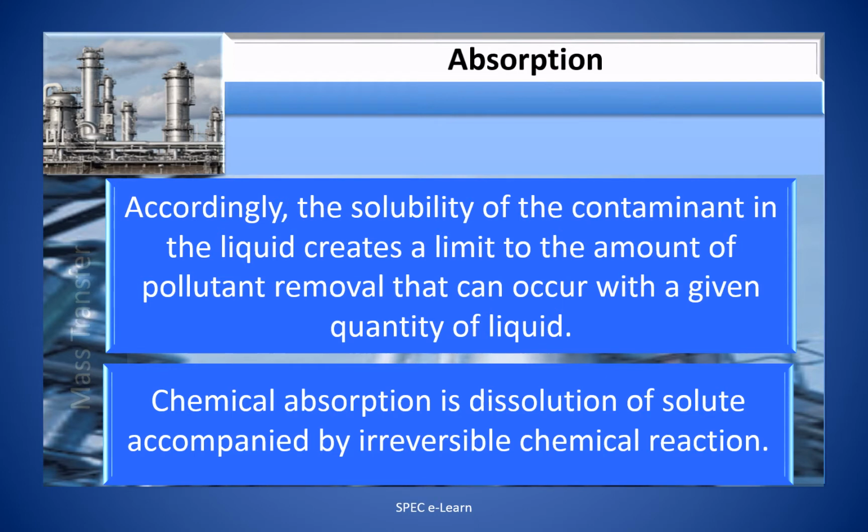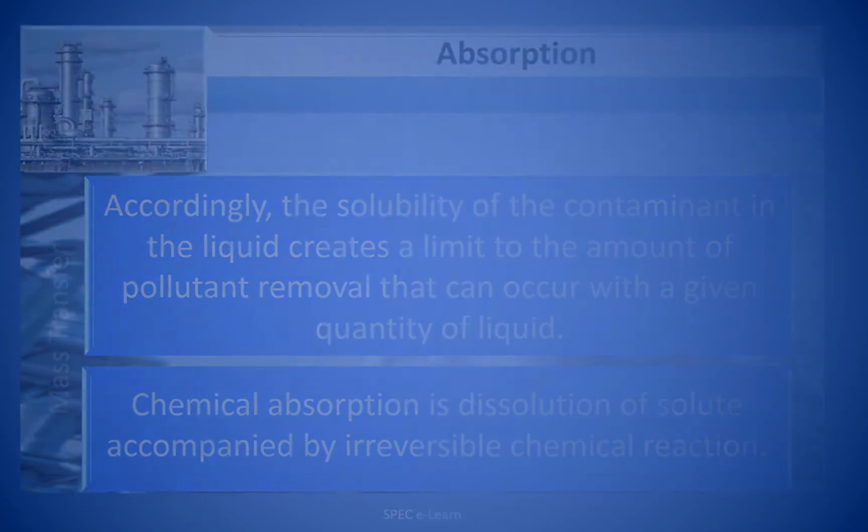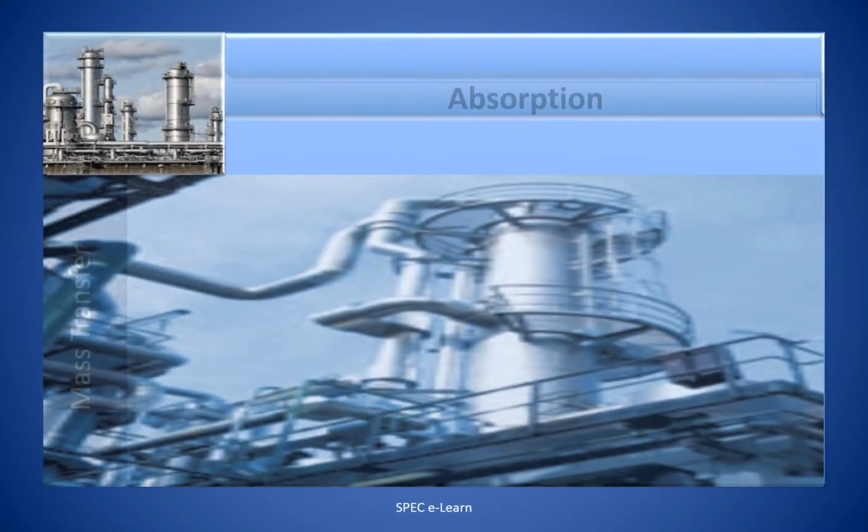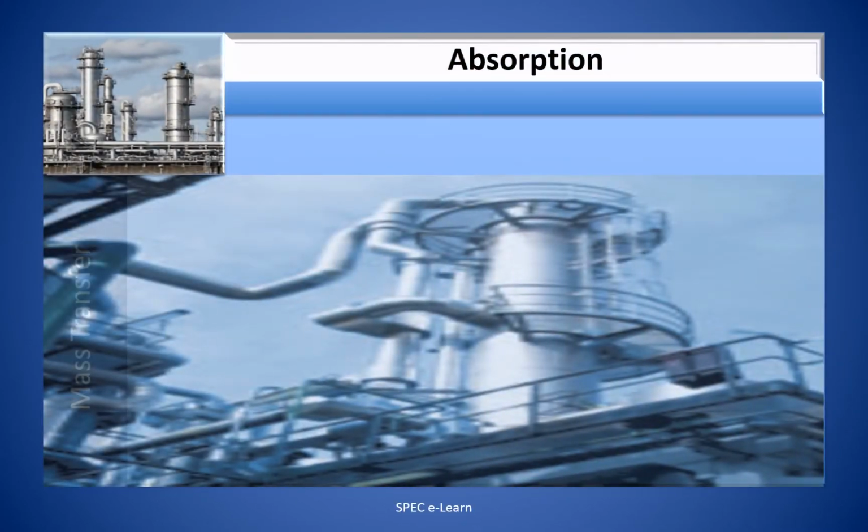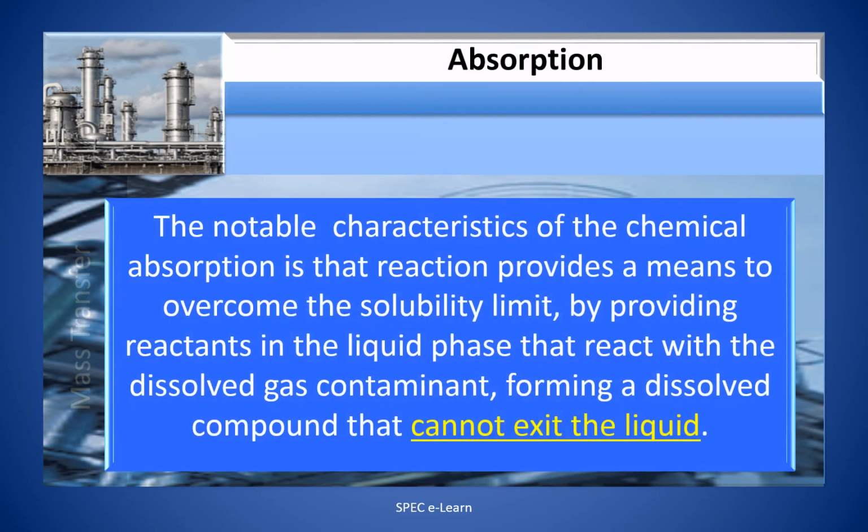Chemical absorption is a dissolution of solute accompanied by irreversible chemical reaction. The notable characteristic of the chemical absorption is that the reaction provides a means to overcome the solubility limit by providing reactants in the liquid phase that react with the dissolved gas contaminant, forming a dissolved compound that cannot exit the liquid.